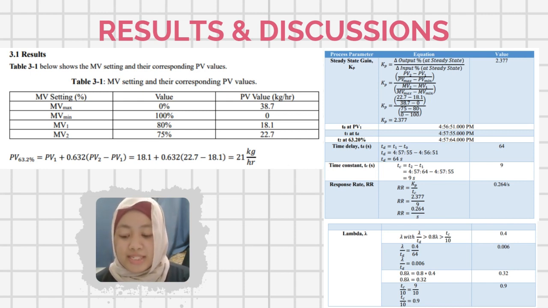And we will determine the steady state gain, which is percentage of output at steady state divided by percentage of input at steady state, and we get a value of 2.377, and our time delay is T1 minus T0, which is 64 seconds, and our time constant is T2 minus T1, which is 9 seconds, and our response rate is Kp divided by Tc, which we get a value of 0.264 seconds, and our lambda is 0.9.